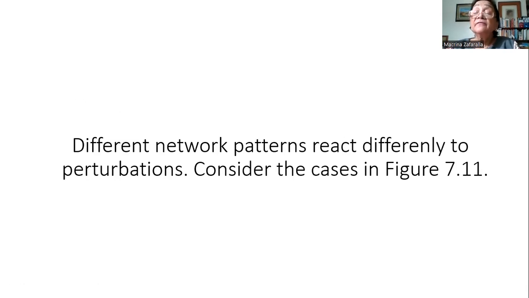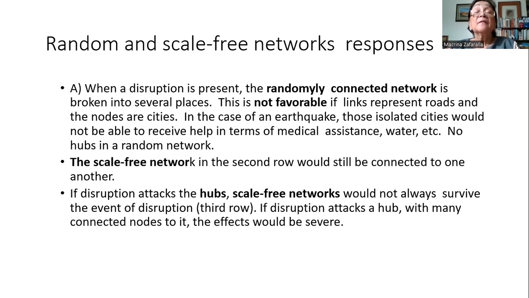Consider the case in Figure 7.11. When a disruption is present, the randomly connected network is broken into several pieces. Now, this is not favorable if links represent roads and nodes are cities. In the case of an earthquake, those isolated cities, due to breakage of linkage, would not be able to receive help in terms of medical assistance, for example, or water.